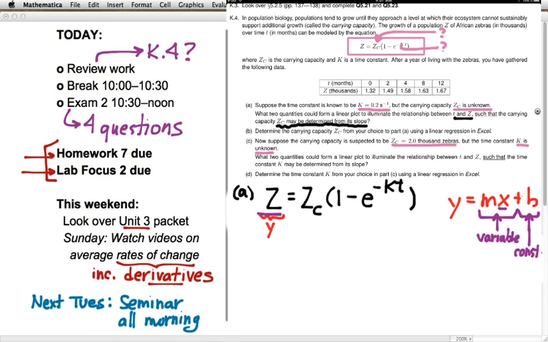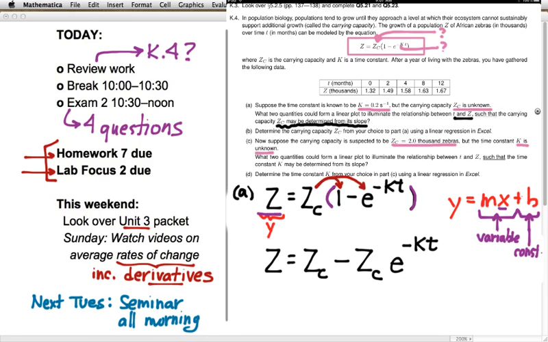And before we can get that in our equation, we've got to deal with these nasty parentheses. We can do that by distributing, as Quinn says. So let's distribute. Multiplication across addition and subtraction distributes. And so I end up with, on the left-hand side, z. On the right-hand side, zc, the carrying capacity, times 1, minus zc, the carrying capacity again, times e to the minus kt. So we did the distributing part.